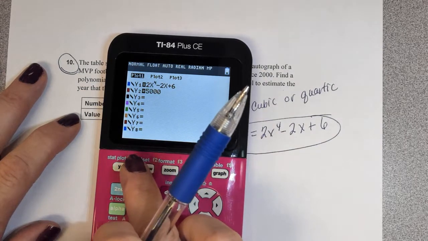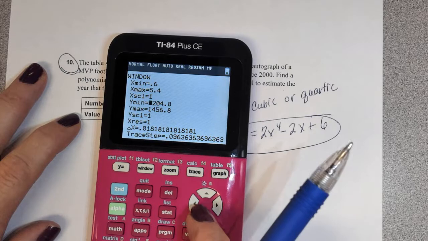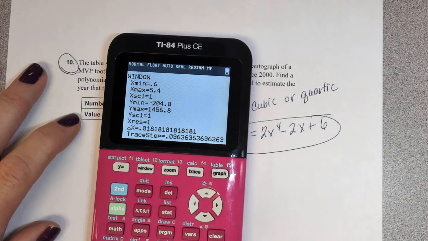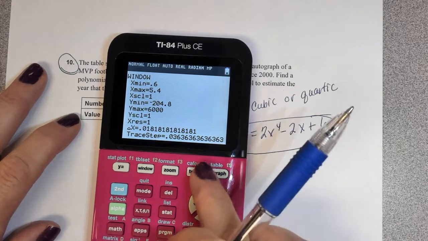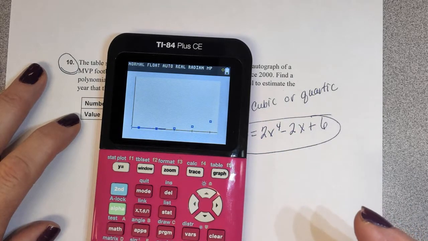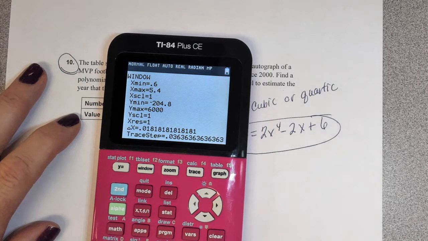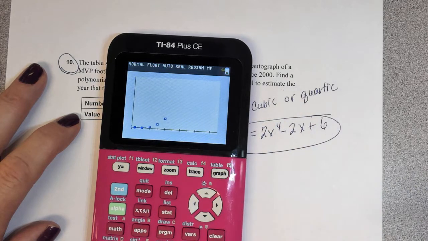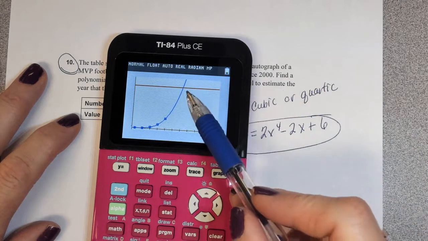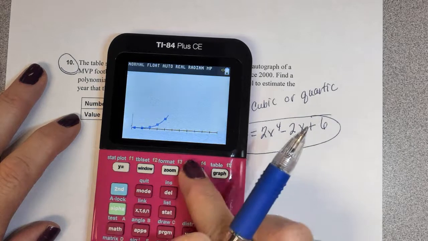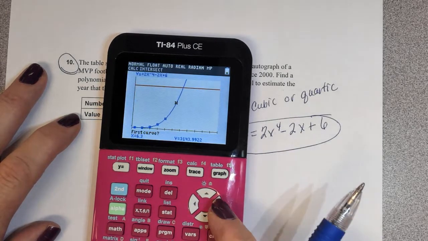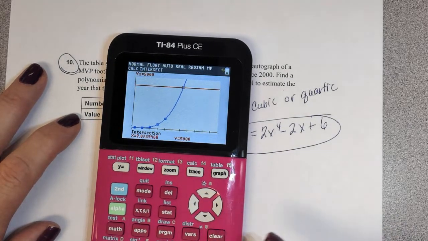If I want to be able to see 5,000, I got to make my y max go up to 5,000. I might want to make it even 6,000 just to be sure I see it. I needed to make my x's go further too. Okay, so let's change our window again. Let's make our x's maybe go up to 12 years just in case. There's our quartic function. Here's 5 million. And I want to find out where those are equal. So second trace, find that point of intersection, get kind of close to it, enter, enter, enter.